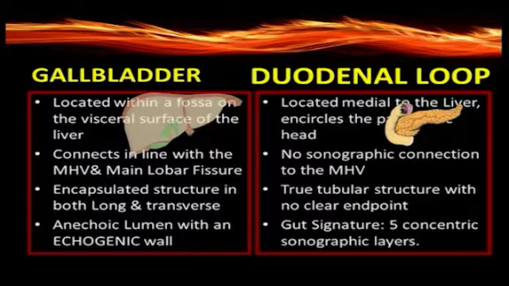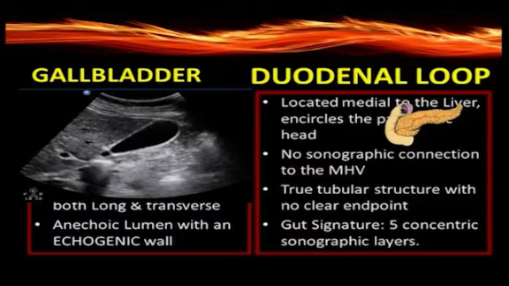The duodenal loop has no sonographic connection to the middle hepatic vein. And when we're looking at these two sonographically, a normal gallbladder will be truly anechoic with a thin echogenic wall surrounding it. We'll be able to clearly demonstrate a true endpoint.